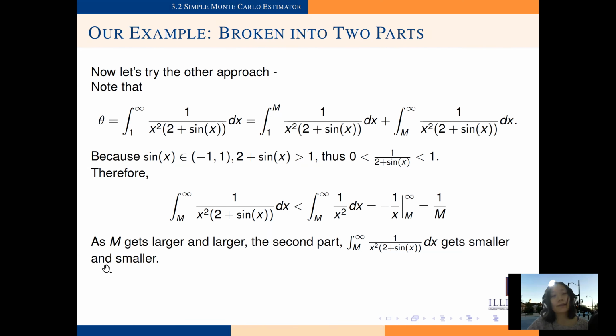And you can see that as our m value gets larger and larger, the second part, the integral from m to infinity, which is bounded by 1 over m, is going to get smaller and smaller. For example, if m is equal to 100, then this second part is less than 1 over 100, which is 0.01. If m is equal to 1000, then the second part is bounded by 0.001, in which case it's going to get smaller and smaller to a point where it becomes relatively ignorable.